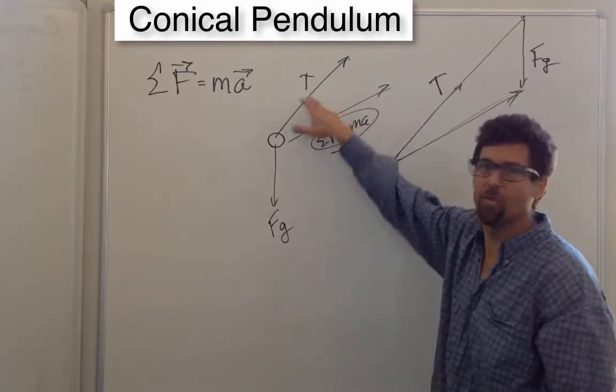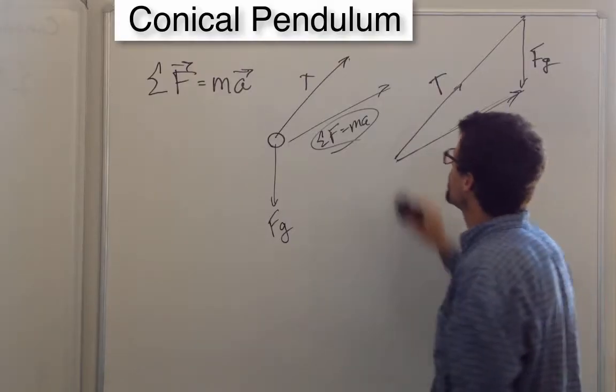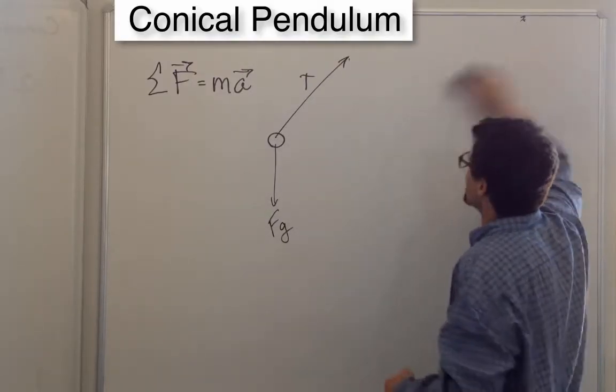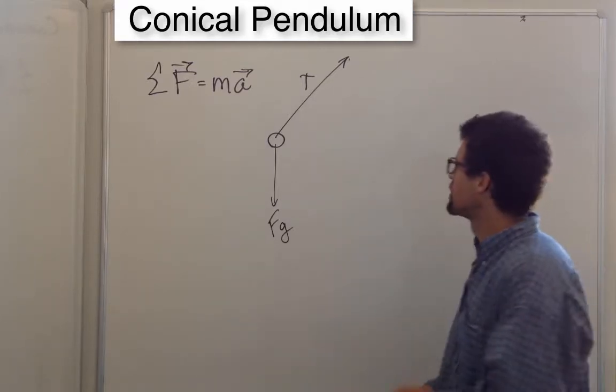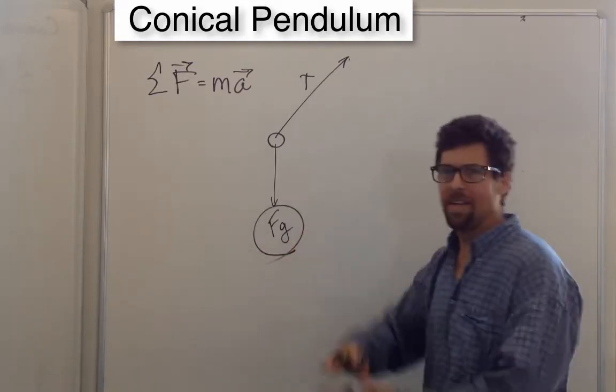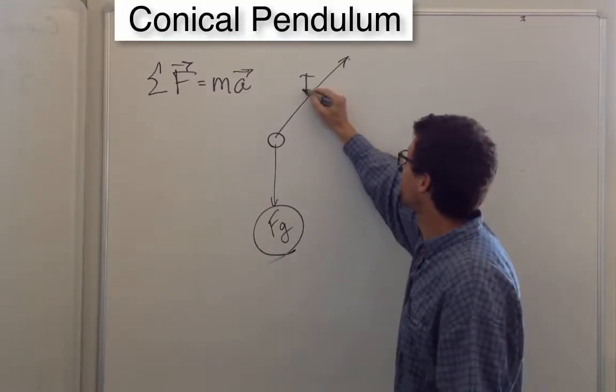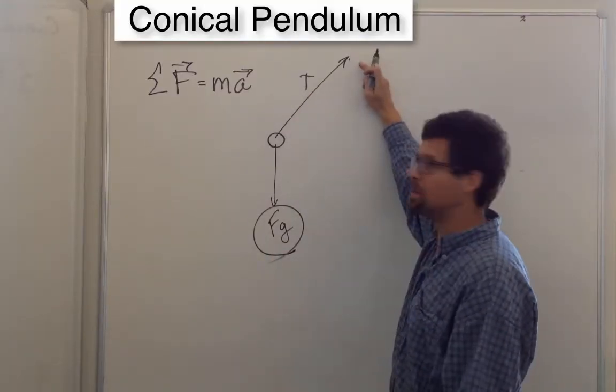How do you find the tension? We don't tell you any of those. All you know is you can see something spinning around like this. We know two things. We know the force of gravity, so that gives us scale, and we know that the angle of the tension is the same as the angle in the string.